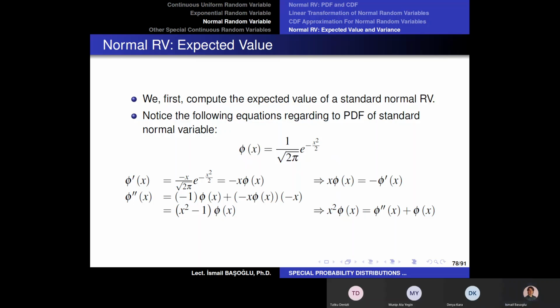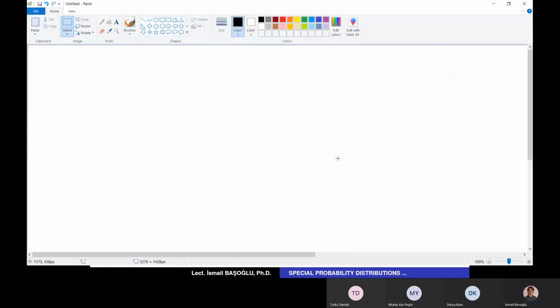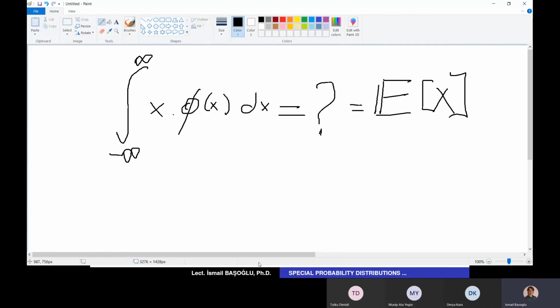Now, remember, how do I calculate the expected value? I calculate the expected value for a continuous random variable by multiplying x with the probability density function and integrating it from minus infinity to plus infinity. So I'm going to solve this integral to calculate the expected value. That is my expected value.